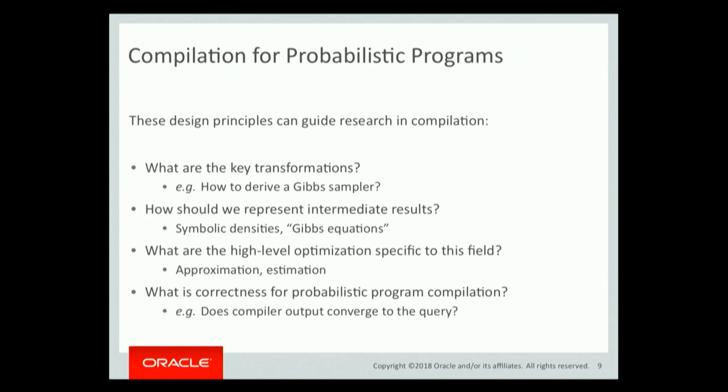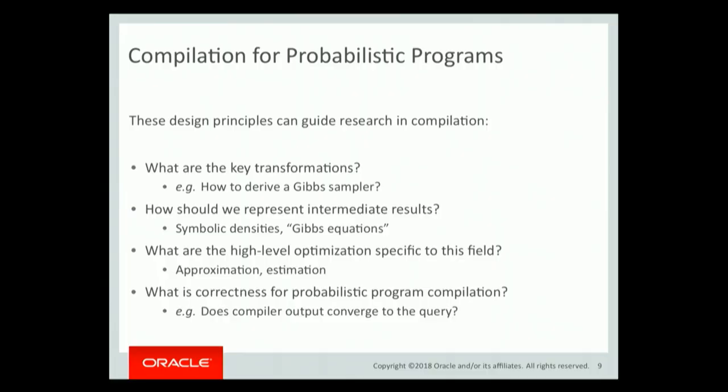So for example, we asked, what are the key transformations? In a sense, it's very much like the opposite of what David Blei was talking about yesterday. He was talking about black box transformation. And here, what we want to do is white box transformation. We actually want to know what the program is. We want to analyze automatically the program to try to produce the best possible code. And both goals, I think, are worth studying.